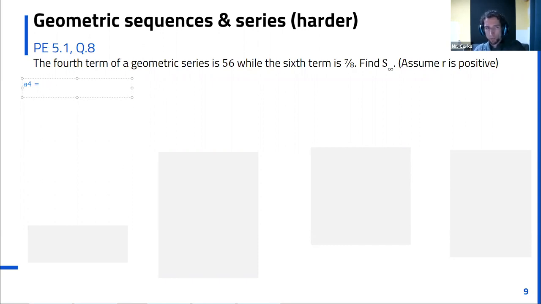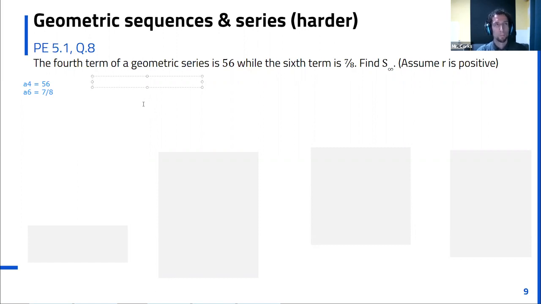So we have the fourth term is 56. We have the sixth term is 7 over 8. So we have to do something with these and make some kind of equation. Just make two equations for A1. Okay, tell me what the equations would be.